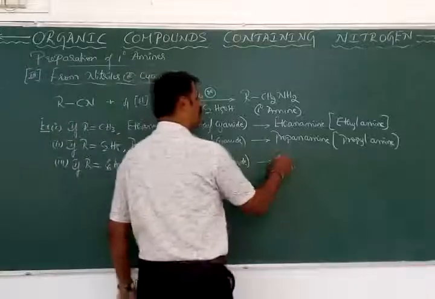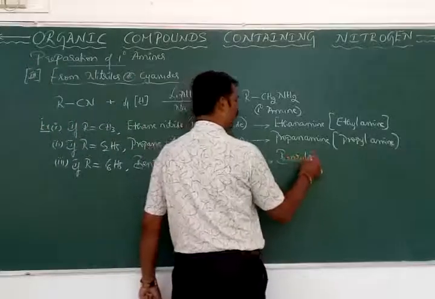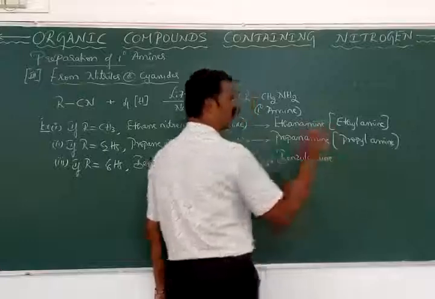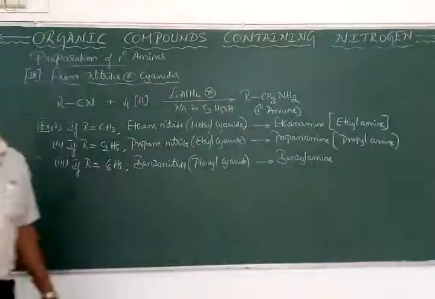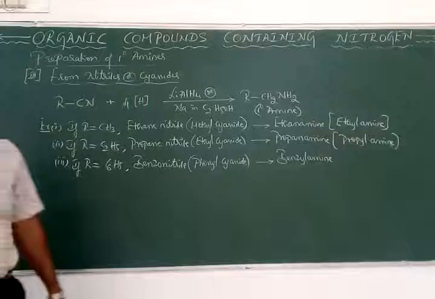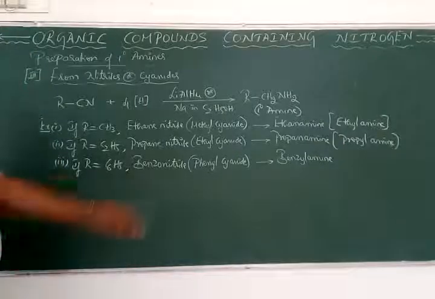C6H5CH2NH2 is called benzylamine. What amine is it? Benzylamine, or phenylmethanamine as the IUPAC name, but the sanctioned IUPAC name itself is found to be benzylamine.